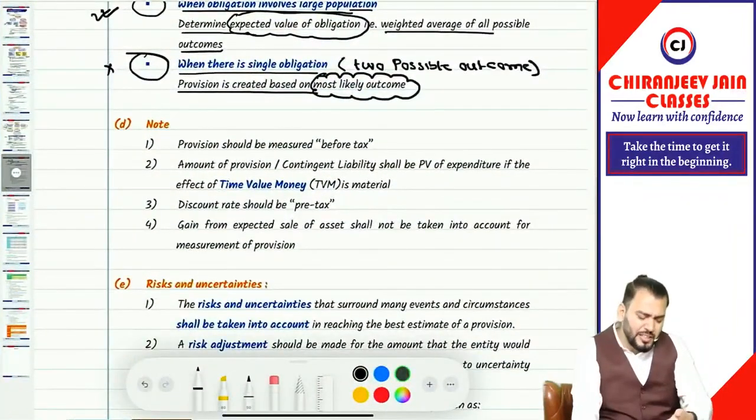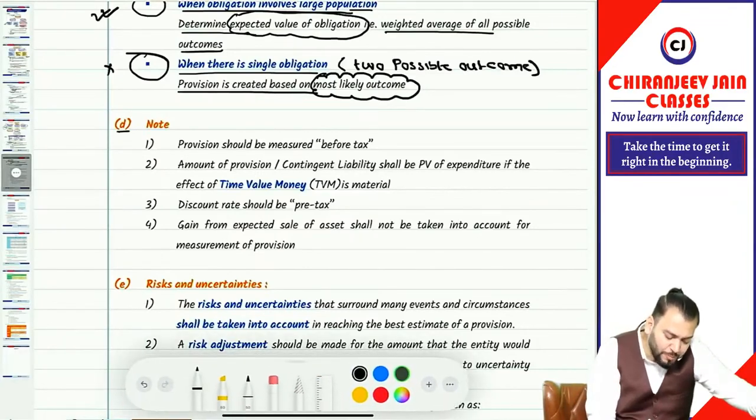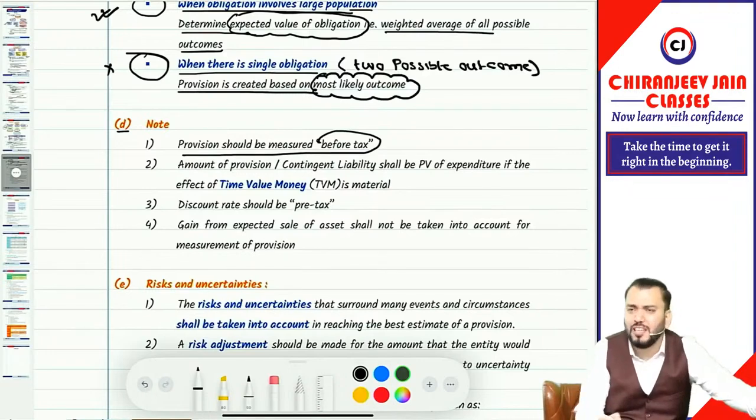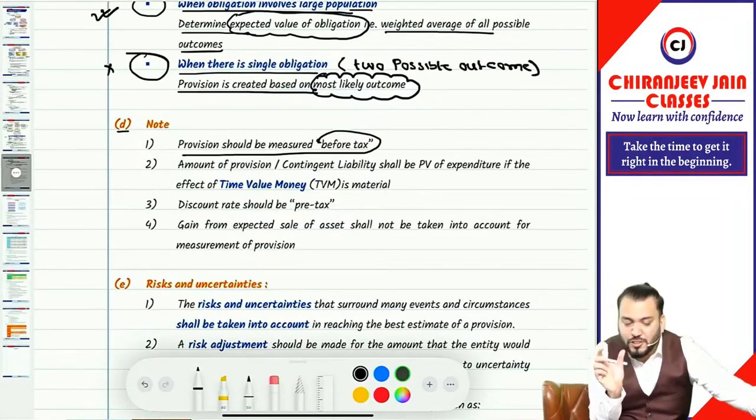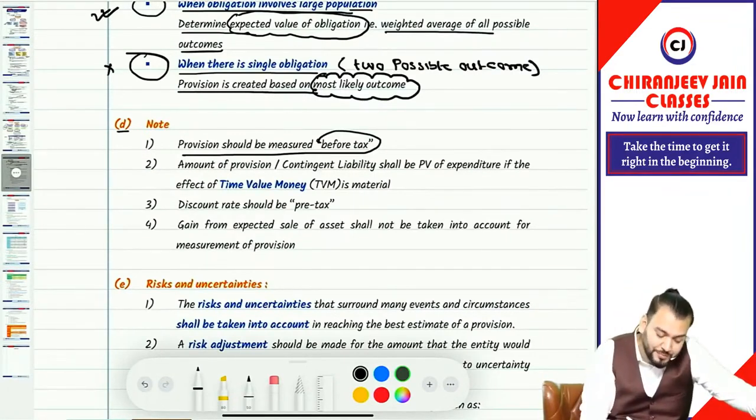Understood. Now there are some small points. Point number D, this is an understood point. Provision should be measured before tax. Of course, it should be measured before tax, meaning it should not be net of tax. Why? Because provision is charged against profit before tax. So the amount of provision should not be netted with tax. It should be before tax.